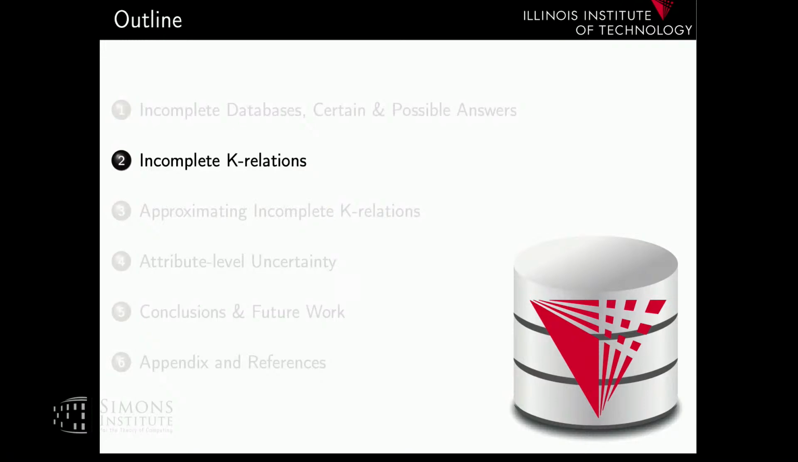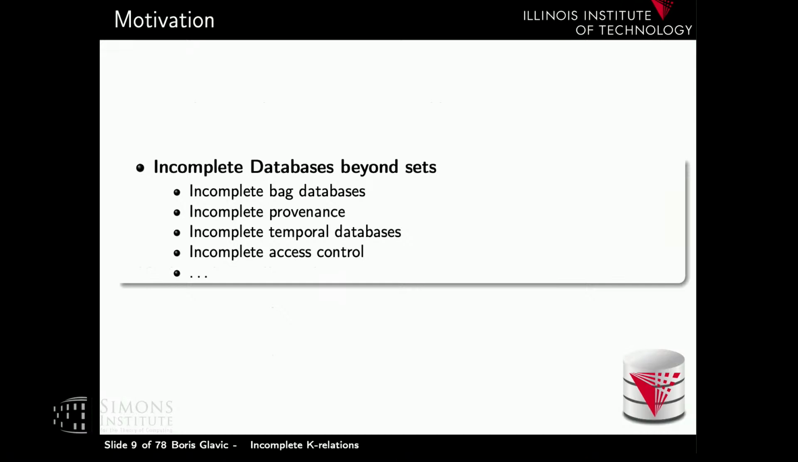So let's first start with generalizing incomplete databases. Let's just say we want incomplete databases beyond sets, and we have all seen the semirings that exist that we can use to express things beyond sets: natural numbers for bags, provenance semirings. We saw many variants today and yesterday. Temporal databases, by the way, can also be modeled as semirings, as can access control, and so on. So we want all of this as incomplete versions.